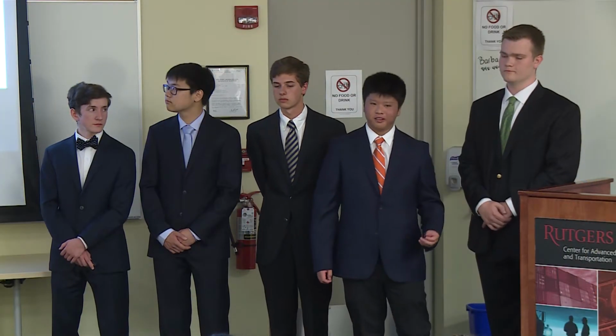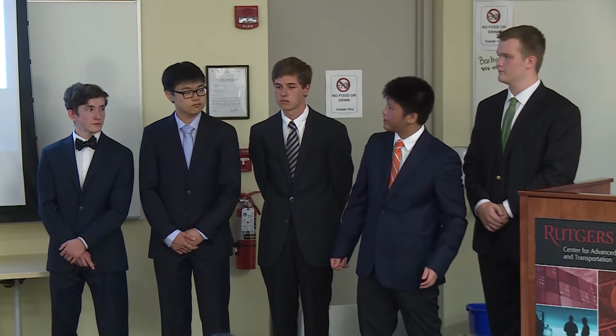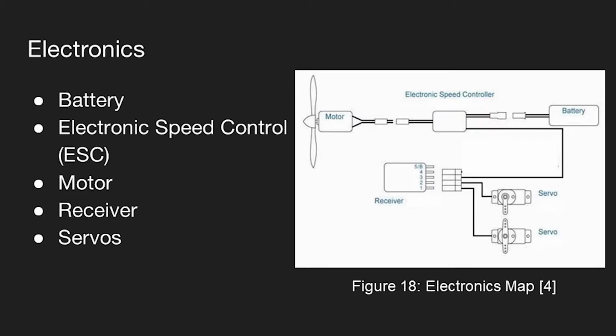So the electronics of the plane. Here you can see in figure 18 a general layout for most RC planes. You first have the battery, which obviously supplies power for both the motor, the receiver, and the servos. On the left of that, there's the electronic speed control, which basically controls how much power is sent to the motor and to the receiver.